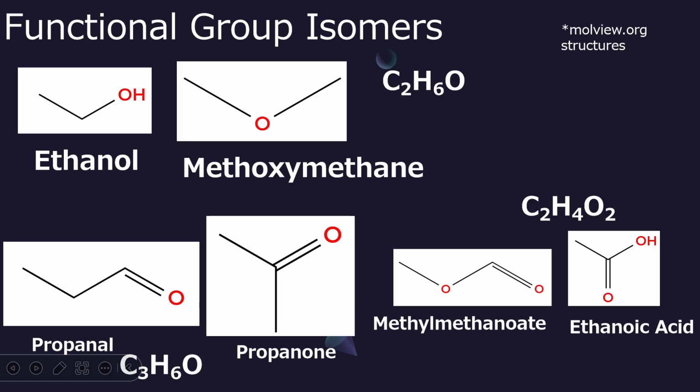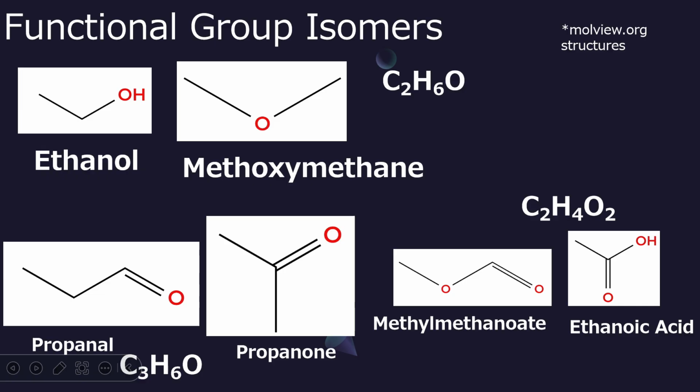Underneath that then, we have propanal and propanone, aldehyde and ketone, which both have the same molecular formula, C3H6O. And so we can see carbonyl groups tend to produce the same chemical formula, but the carbonyl group can be at the end of a chain or in the middle, producing aldehydes or ketones, different chemical properties.